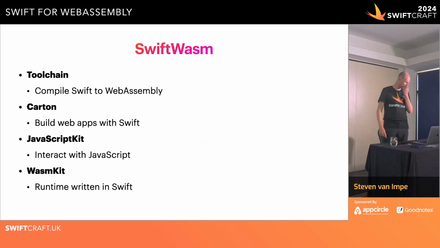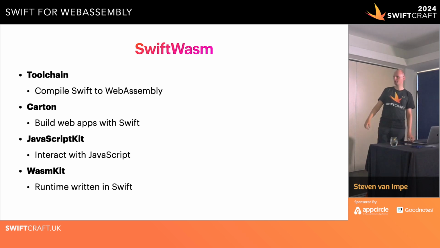So what does SwiftWasm provide? Most importantly, a toolchain that can compile Swift to WebAssembly. A lot of the changes in this toolchain are being upstreamed to the regular Swift toolchain, but for now we still need to use a specific one. For things like WASI, which I'm about to mention in the demos, we still need to use this specific toolchain. SwiftWasm also provides Carton, which is a Swift package manager plugin that takes care of most of the boilerplate code and build commands. Carton makes it really easy to build web apps with Swift.